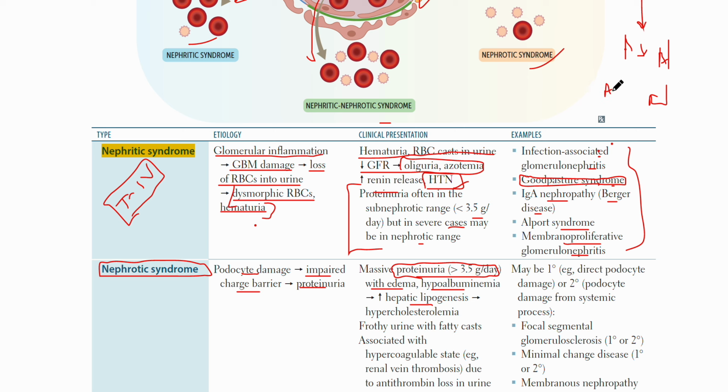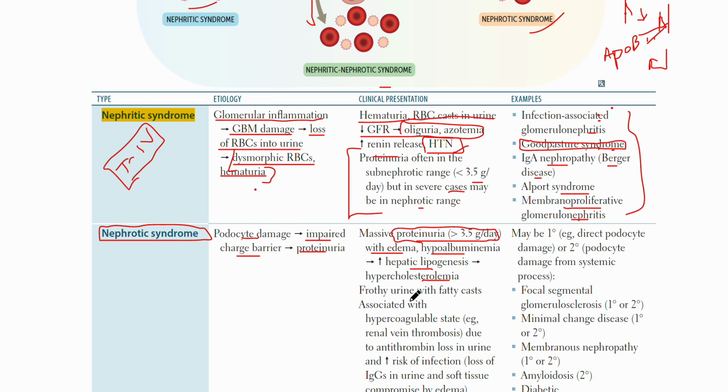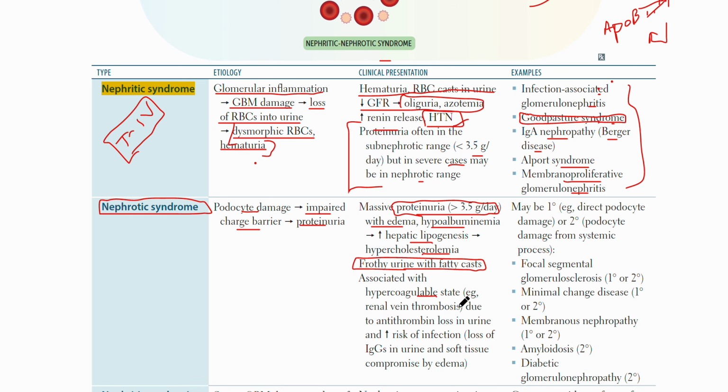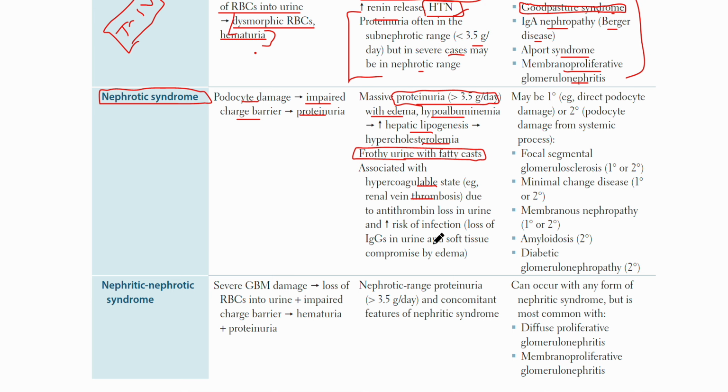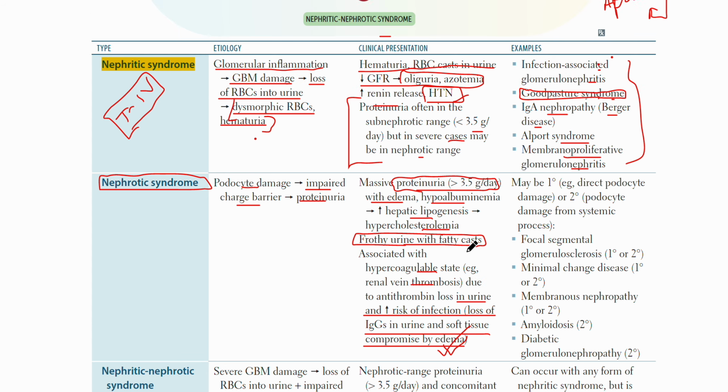So ApoB100 is a globulin, right? ApoB100 is also a lipoprotein that will lead to an increase in hepatic lipogenesis, thus hypertriglyceridemia or hypercholesterolemia. So frothy urine with fatty casts is also present because of the same reason. And it is associated with a hypercoagulable state, as in renal vein thrombosis due to antithrombin loss in urine, and also increased risk of infection because of loss of immunoglobulin G in urine, and soft tissue compromise by edema. That is the spectrum of symptoms there, right?